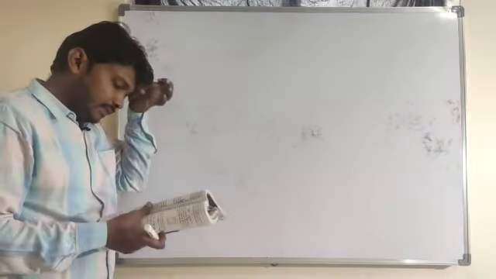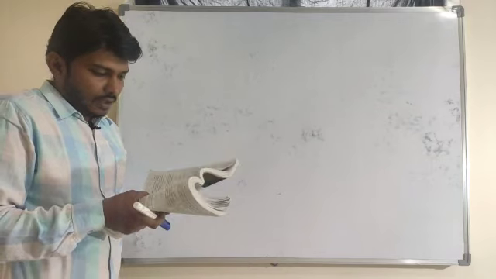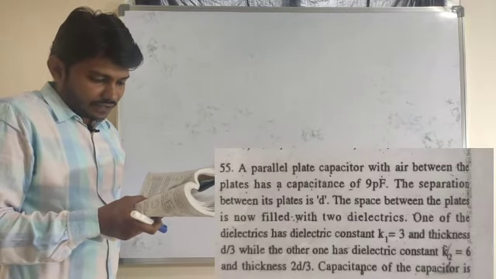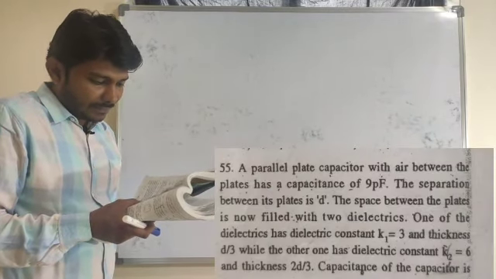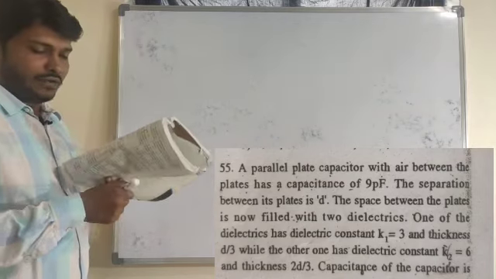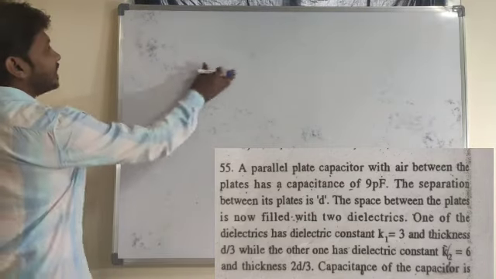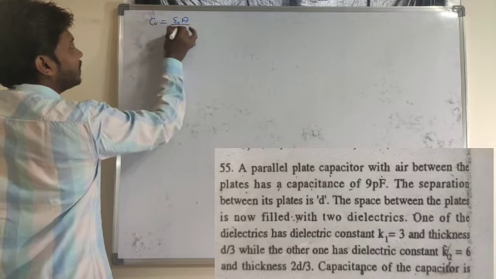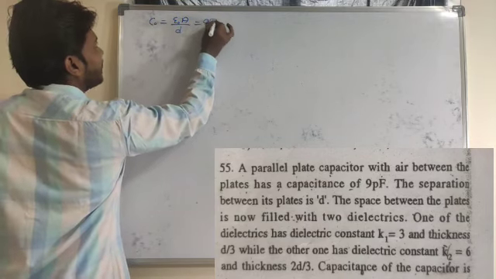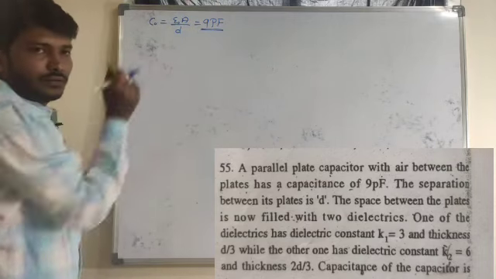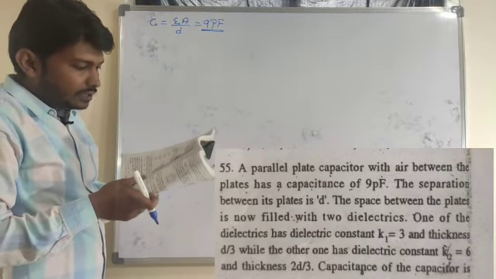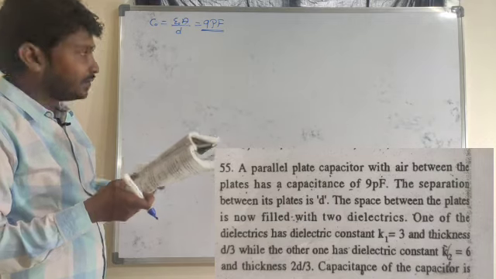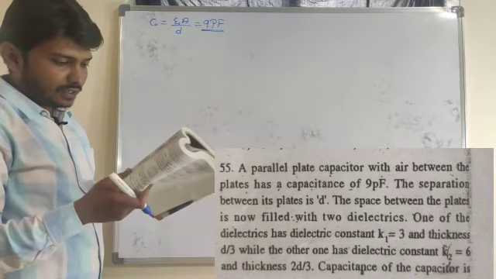We'll solve the next question here. A parallel plate capacitor with air between the plates has a capacitance of 9 picofarad. The capacitance of a parallel plate capacitor, with air acting as the dielectric medium, is epsilon naught into A divided by D. Its value is 9 picofarad here. The separation between the plates is D.